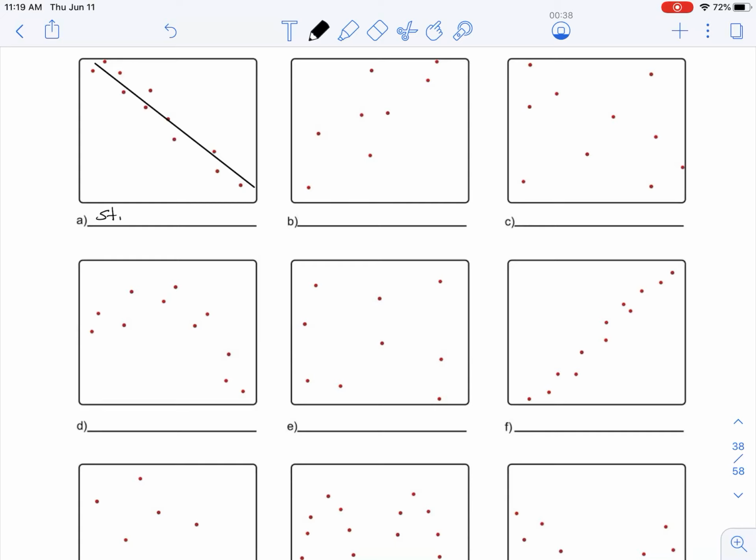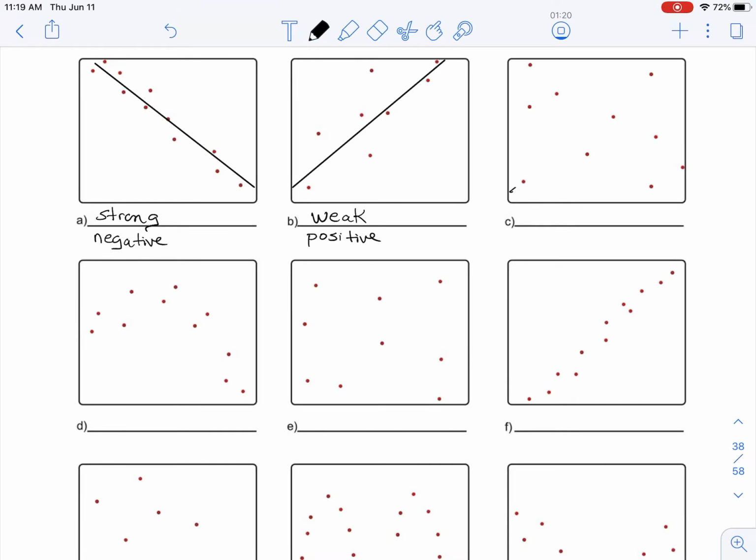Now the points are pretty close to the line, so this one I would definitely have to label strong. And because it's going down to the right, it would be what we call a negative correlation. Whereas the second one here, you can see the points are trending upwards. So something like that would be a good line of best fit. This one right here I would have to say is weak. The points are not that close to the line, but it is going up to the right, so we would label that positive.